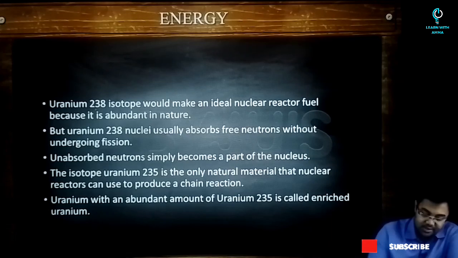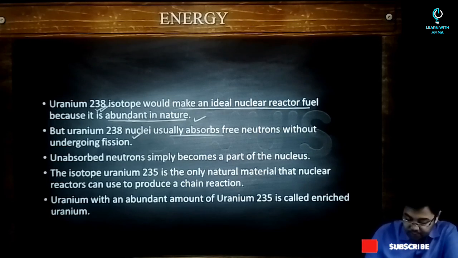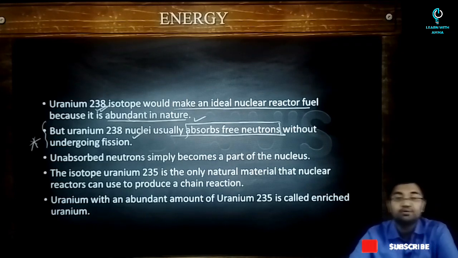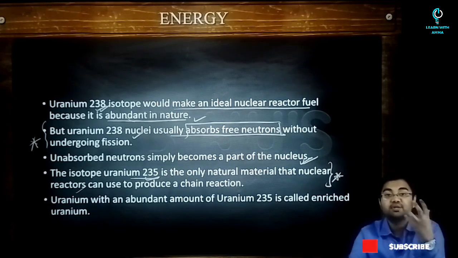Now, uranium-238 isotope would make an ideal nuclear reactor fuel because it is an absorbent in nature. But the uranium-238 nucleus usually absorbs free neutrons without undergoing fission. So this is the demerit with uranium-238. The unabsorbed neutrons simply become a part of the nucleus. The isotope uranium-235 is the only natural material that nuclear reactors can use to produce chain reactions.